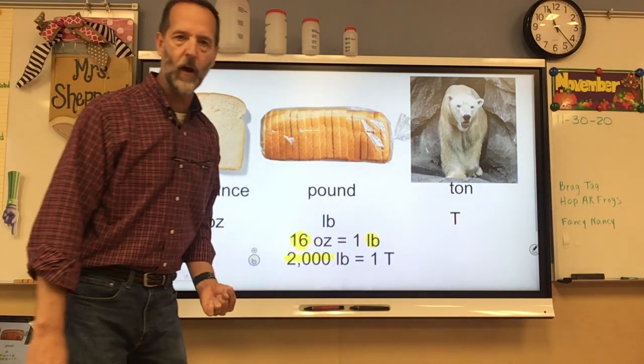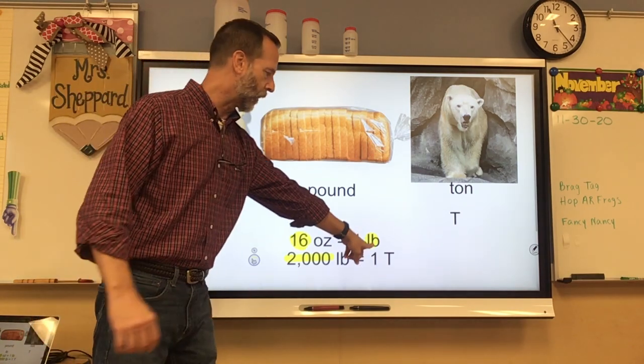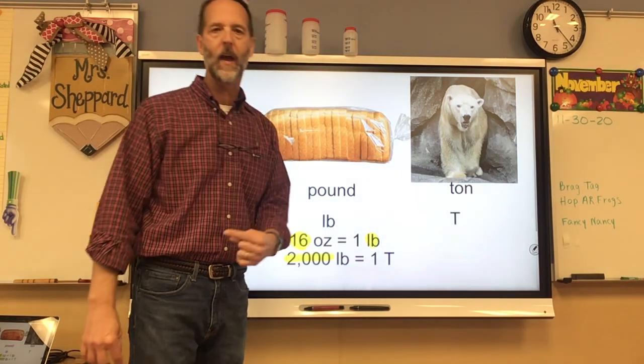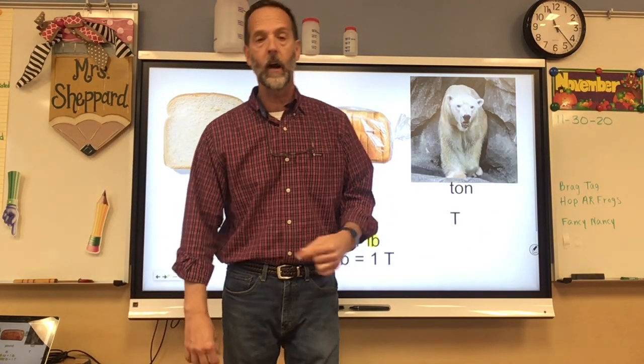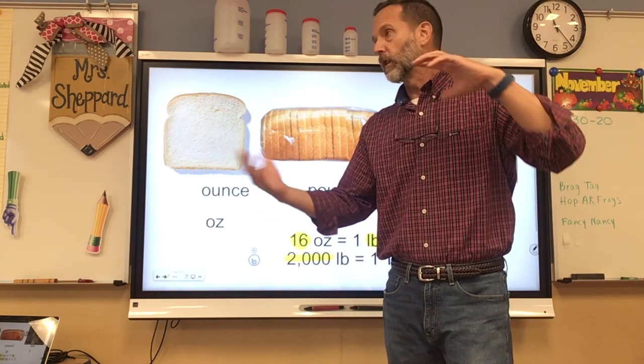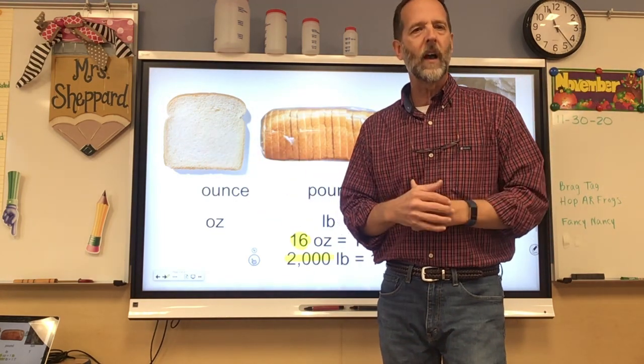16 ounces make a pound, okay? Remember that the LB for pound looks like 16. 2,000 pounds make a ton. All right? So that's measuring weight. Ounces, pounds, tons. You just want to try to make the most reasonable estimate that you can.